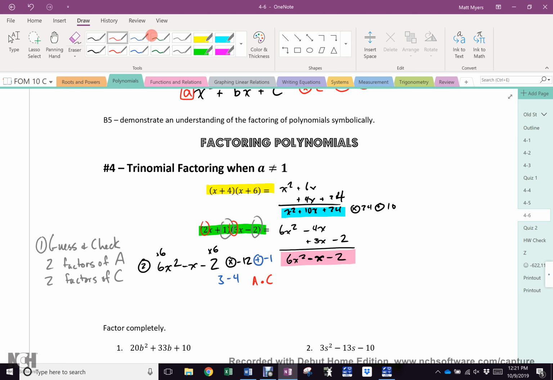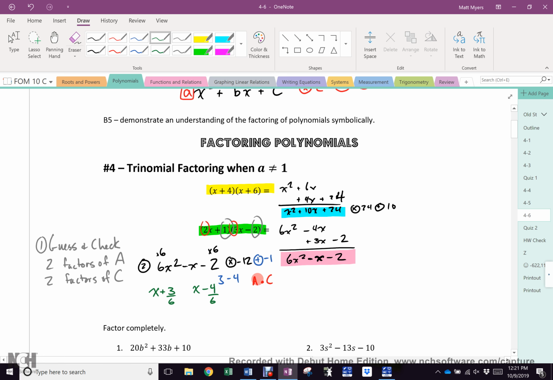So here's what I do. If there was no 6 there, it would be x plus 3 and x minus 4. Agreed? But we had to multiply by 6, yes? Doesn't factoring reverse expansion? And isn't expansion multiplication? What is the reverse of multiplication? So I got to divide now, right? The only reason I knew it was 3 and 4 was because I multiplied by 6. So what should I divide by now? I got to divide by 6.